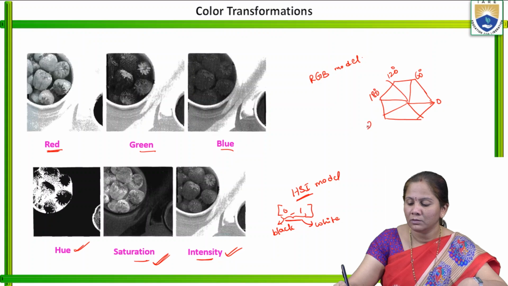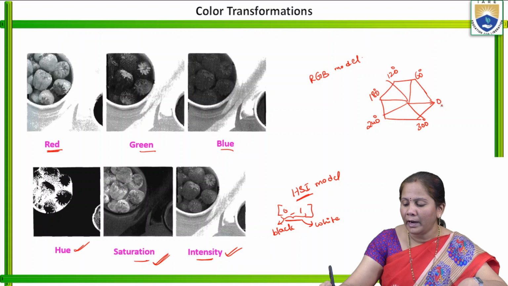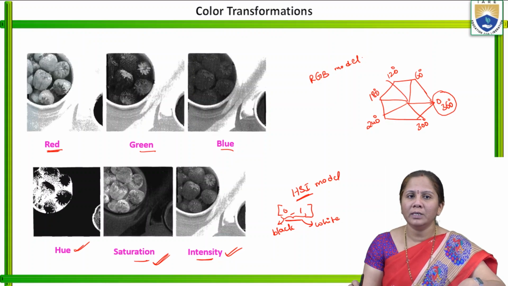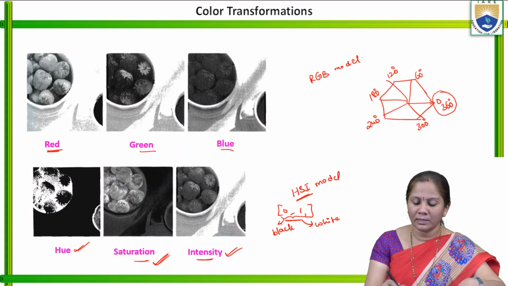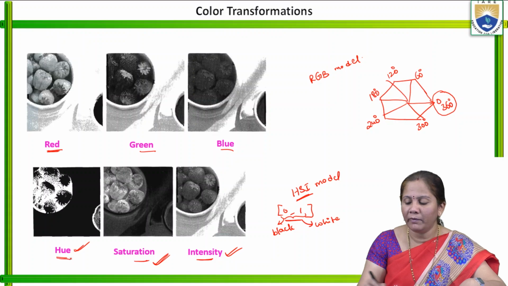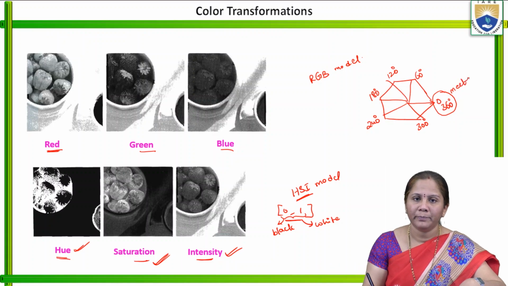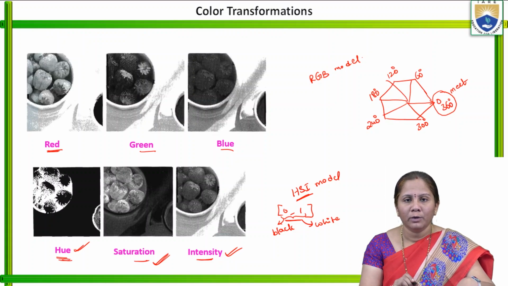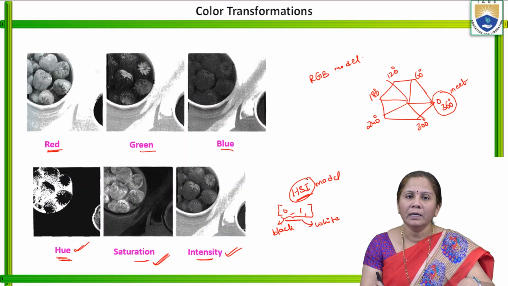180, 240, and this is 300, and this is 360 degrees. Here we can observe there is overlapping of the two angles, 0 degrees and 360 degrees. So there will be a certain amount of discontinuity where 0 degrees and 360 degrees meet. So it is very difficult to interpret this hue component in the HSI model.